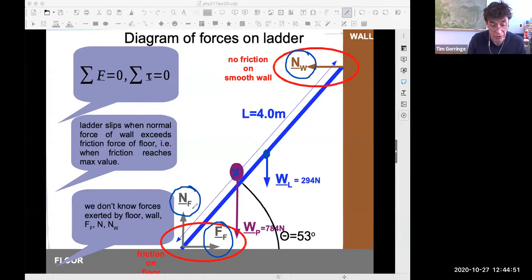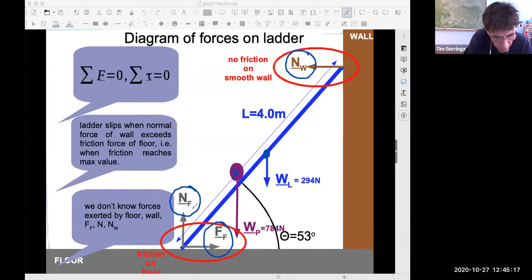Now, all those three forces from the wall and the floor, N_W and N_F, F_F, we don't know them right now. We don't know what they are. And to solve the problem of how high the painter can safely climb the ladder, we're going to have to figure out these three forces. That's going to be an important part of our problem solving.